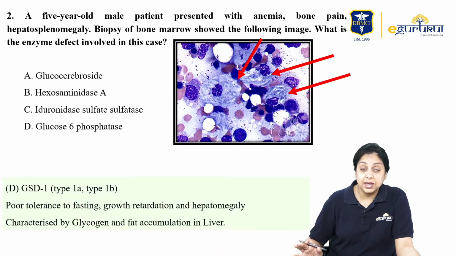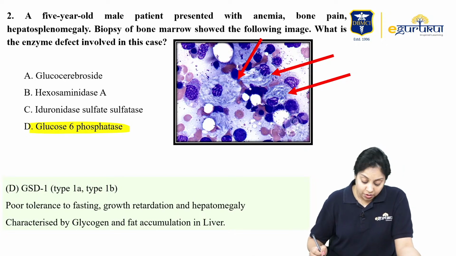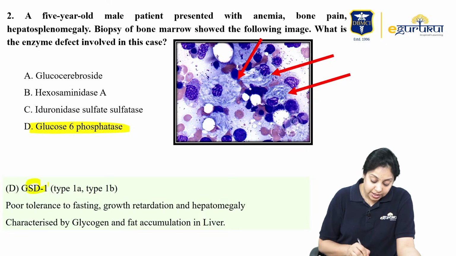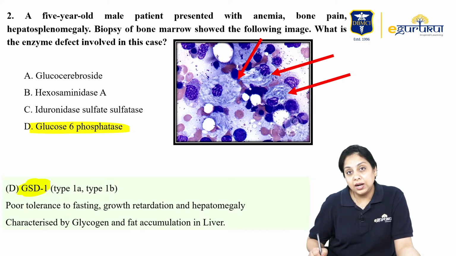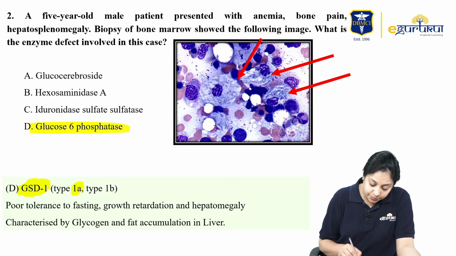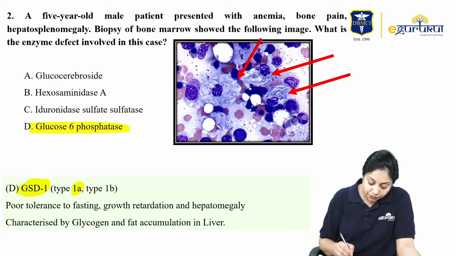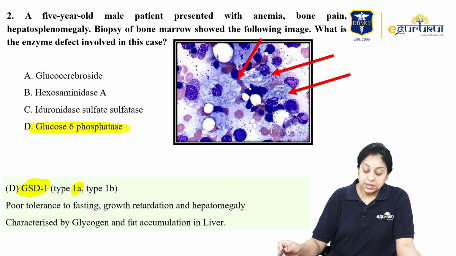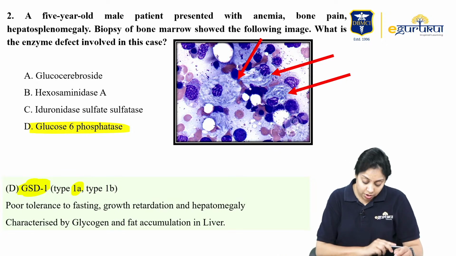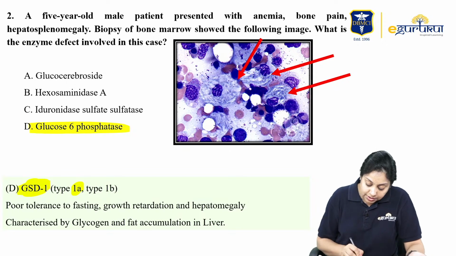And then there is progressive cell, tissue and organ dysfunction in this case. Glucose 6-phosphatase is one of the most commonly asked enzymes in the exam in one way or another, right? That is related to glycogen storage disorder type 1, and type 1 also has 2 subtypes, type 1A and type 1B. What you will see in the clinical presentation of the patient is poor tolerance to fasting, growth retardation and hepatosplenomegaly, right? And what else may they give you? They may give you the accumulation of glycogen and fat in the liver.